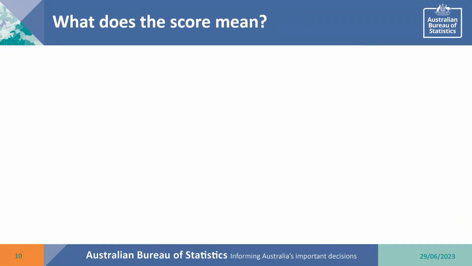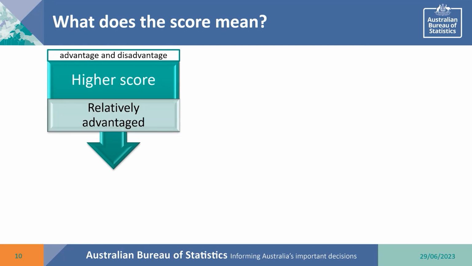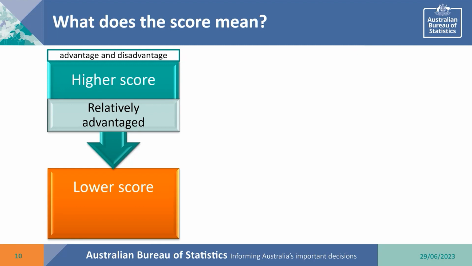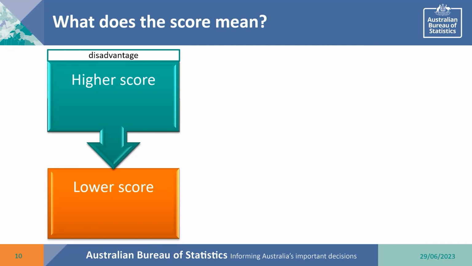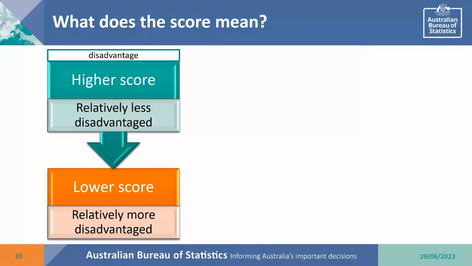So what does the score mean? A lower score indicates that an area is relatively disadvantaged compared to an area with a higher score. For indexes that include advantage and disadvantage, a higher score means that the area is relatively advantaged, and a lower score means relatively disadvantaged. For the disadvantage only index, a high score means that it's relatively less disadvantaged, and a lower score means relatively more disadvantaged.